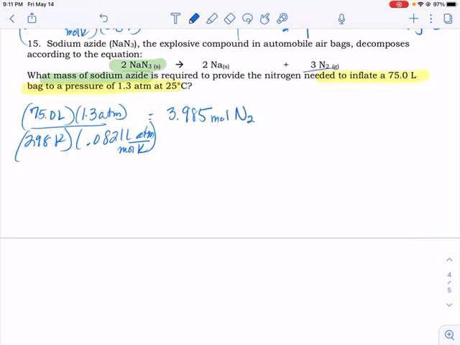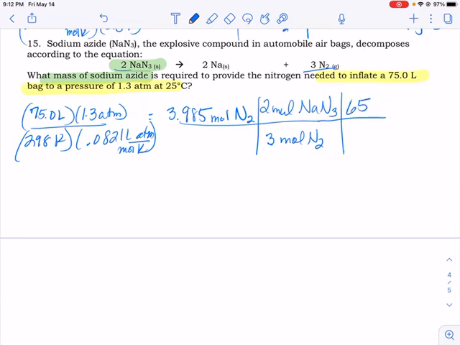3 moles of nitrogen are produced for every 2 sodium azides that are reacted. All right. And that gives us moles of sodium azide. Now we have to change to grams. 65.01 grams in 1 mole. 173 grams of sodium azide.